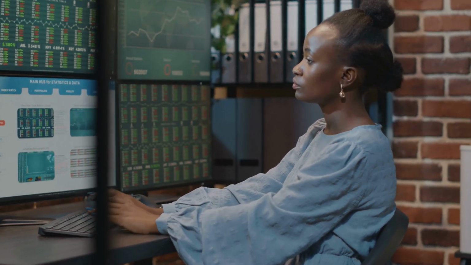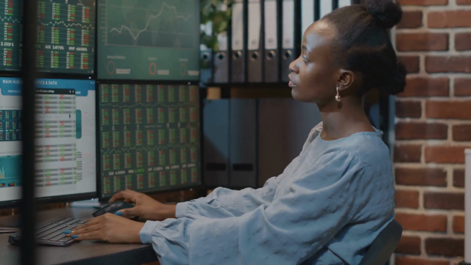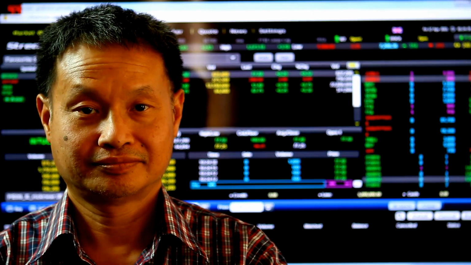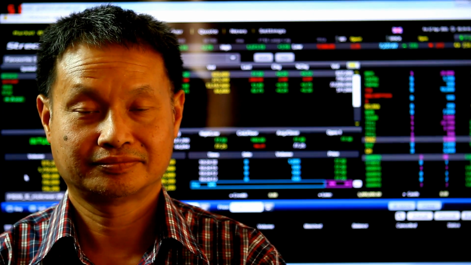Scalping is like sprinting in a race. It's fast, intense, and requires precision. Scalpers make multiple small trades throughout the day, aiming to profit from tiny price movements. This strategy focuses on high liquidity and tight risk management.